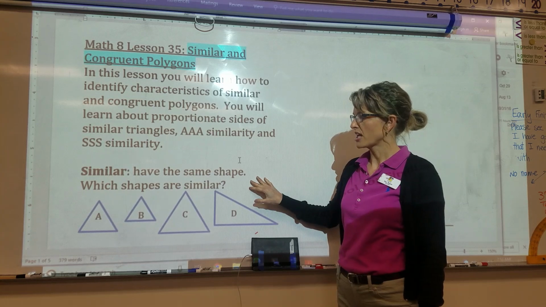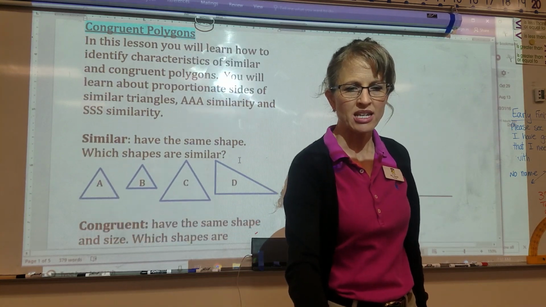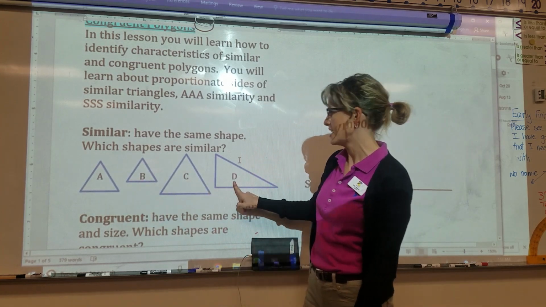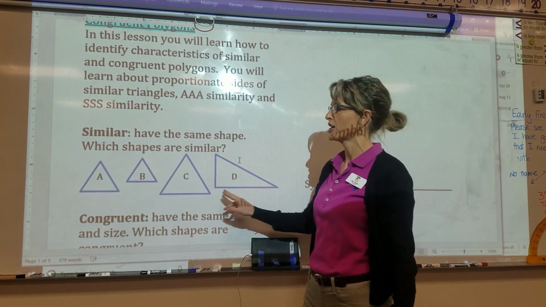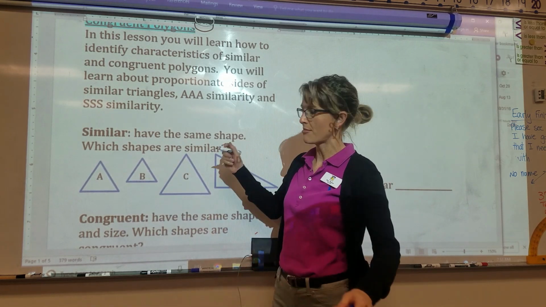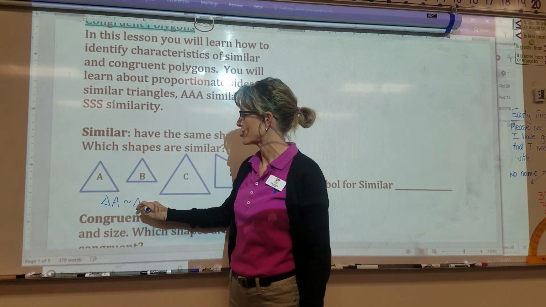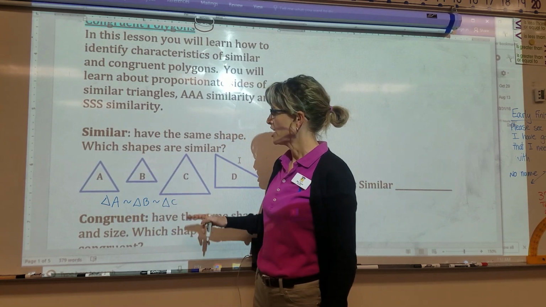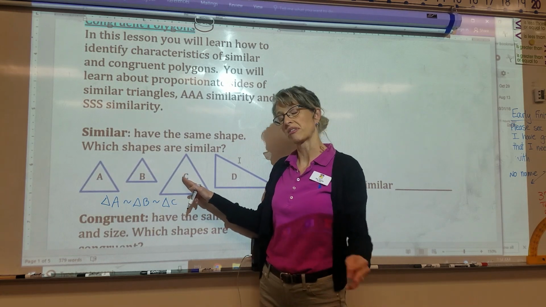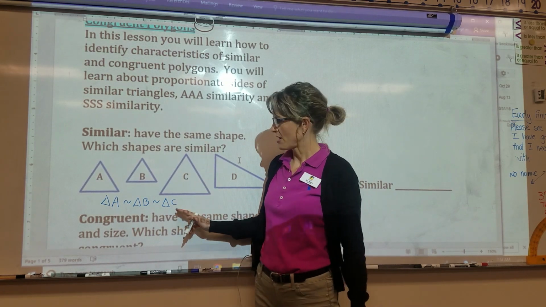If polygons are similar, that means they have the same shape. So A, B, and C have the same shape. D definitely has a longer and a shorter side, so D is not similar to A, B, and C. The way we write that mathematically, we would say triangle A is similar to triangle B, which is also similar to triangle C. Notice A, B, and C are different sizes. That doesn't matter. They have to have the same proportionality, the same shape. So that makes them similar.